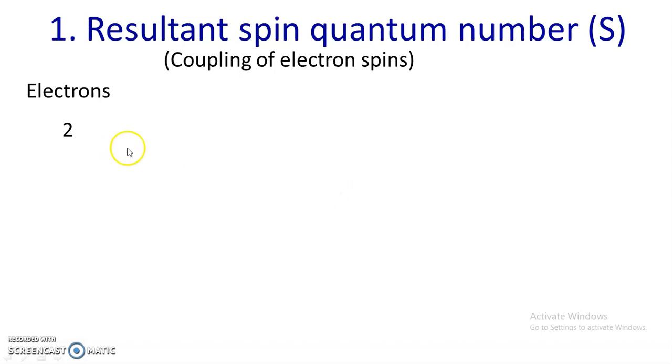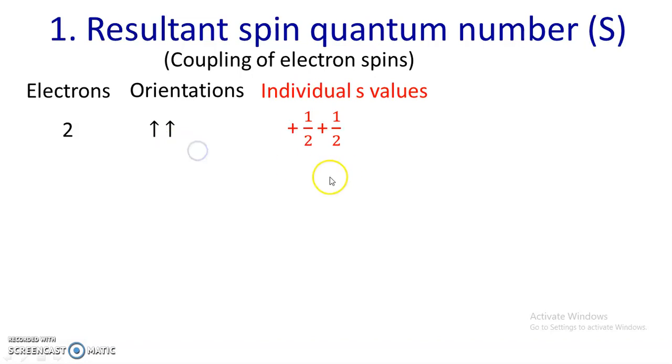As an example, consider there are two electrons. Now these two electrons are oriented with parallel spin like this. These are the two individual electrons. Not necessarily are these accommodated in the same orbital, but these two electrons are present at a particular energy level. For example, these are the orientations. Now the individual spin quantum number values for these two electrons are plus half, because both the electrons have the clockwise spin.